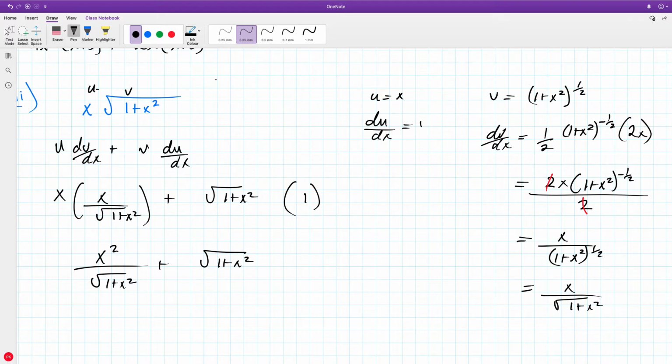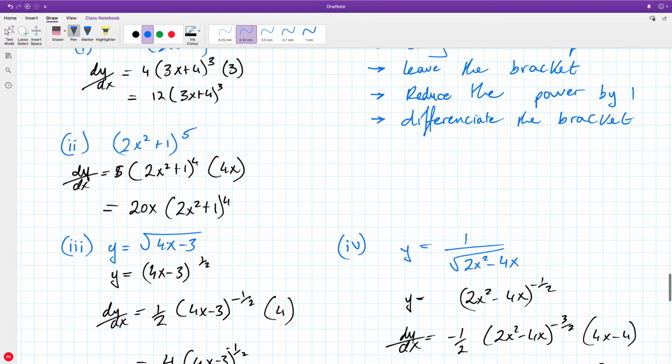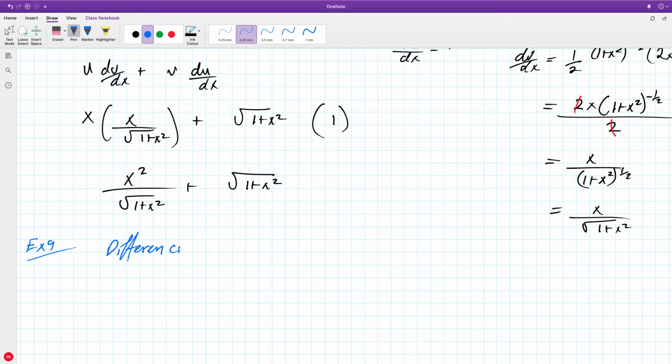Right. Next bit. Nearly there, guys. 15 minutes. Example number 9. Differentiate. That's good work, lads. That's about 2 weeks of differentiation put into an hour there.